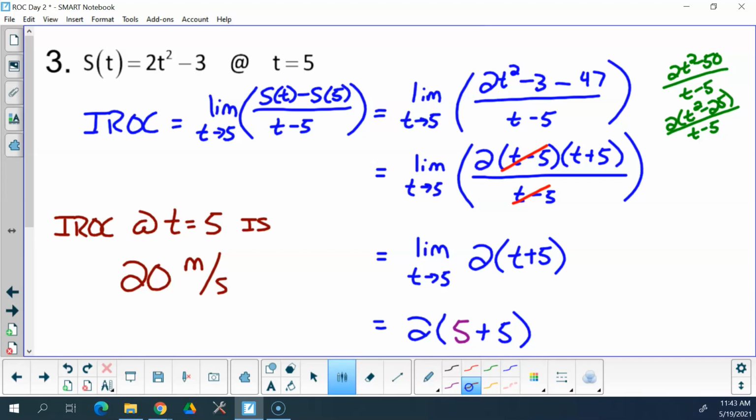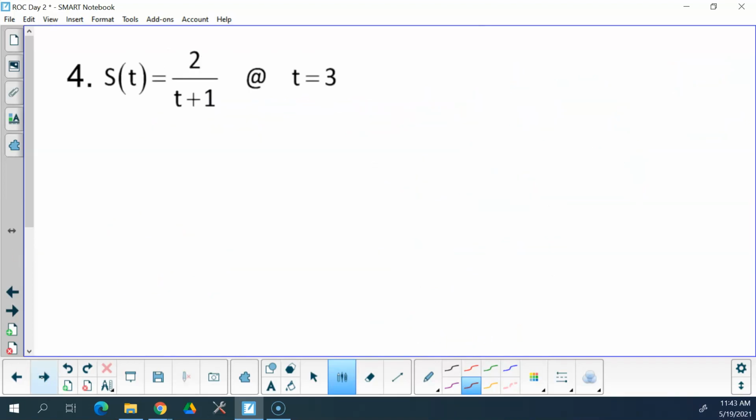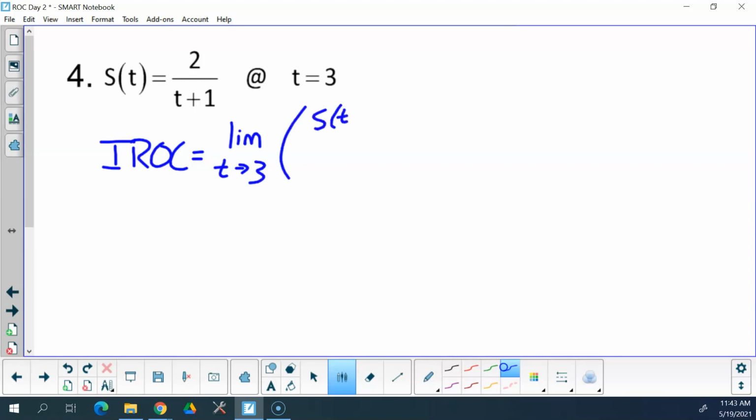Okay. Now, let's try a different style of a function. So now this is our function. We're going to do it exactly the same way. We want to find the IROC at t equals 3. Well, the IROC is going to equal the limit as t approaches what? As t approaches 3 of s of t minus s of 3 all over t minus 3.